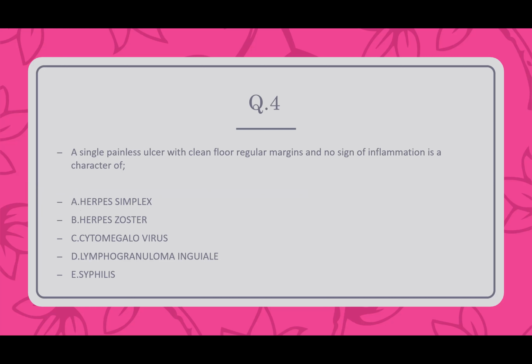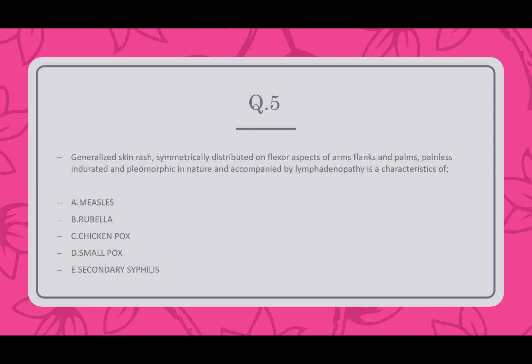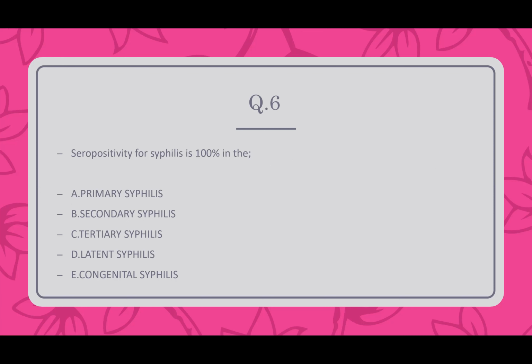Next, a single painless ulcer with regular margins and no sign of inflammation is a characteristic of syphilis. Next, generalized rash on the flexor aspects of arms, legs, and palms: secondary syphilis. Easy ones. Next, seropositivity of syphilis 100%: primary syphilis? Yes, secondary syphilis.